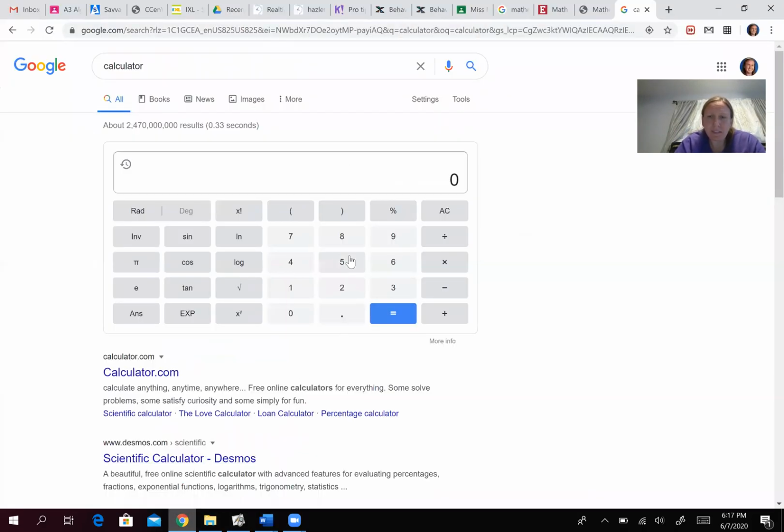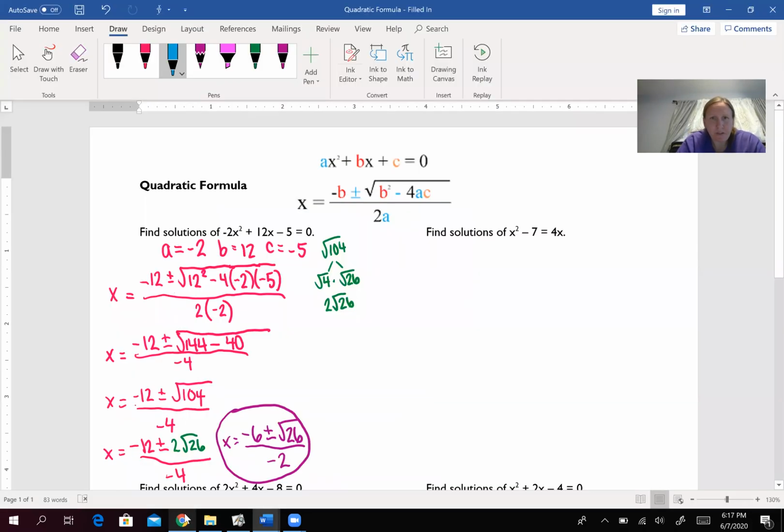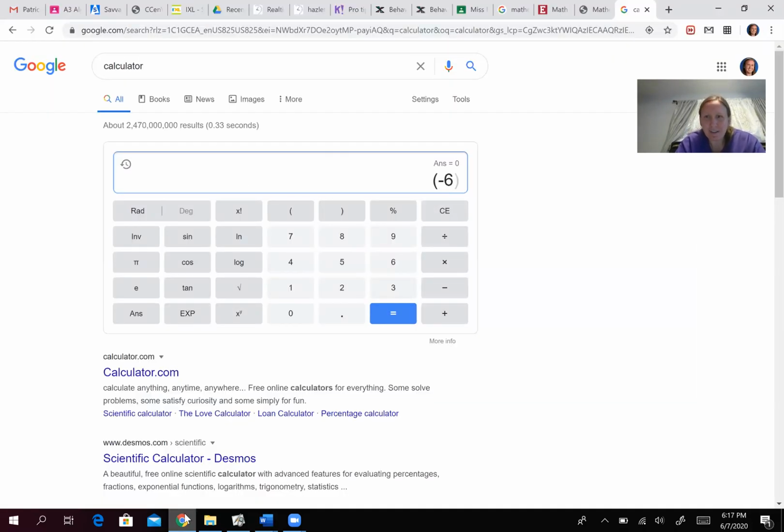So the easiest thing to do is to start typing your numerator in parentheses. So we're going to have, I forgot my numbers already, -6. We're going to do it the first time with the plus. So plus root 26. Now notice that when I type that, you see these two parentheses appear.